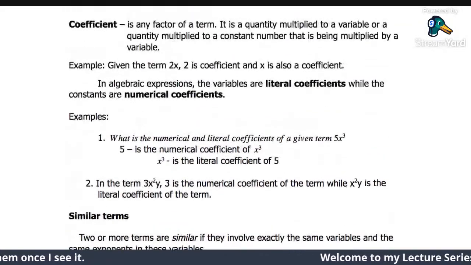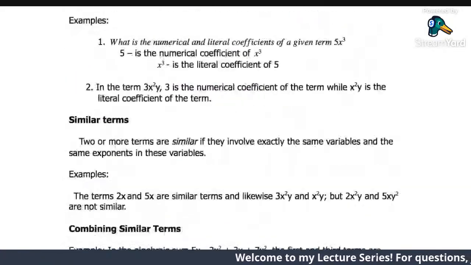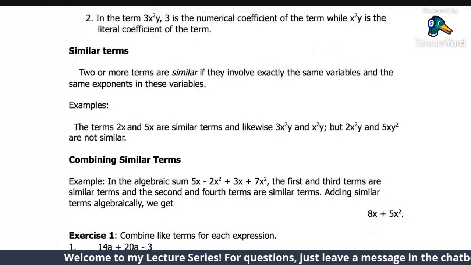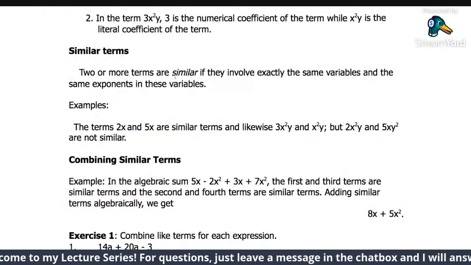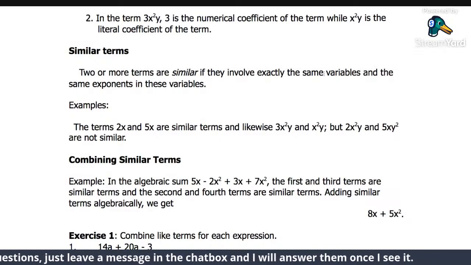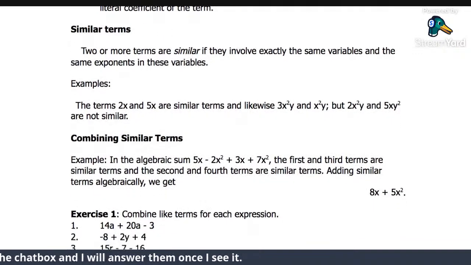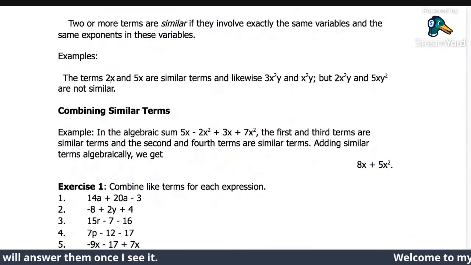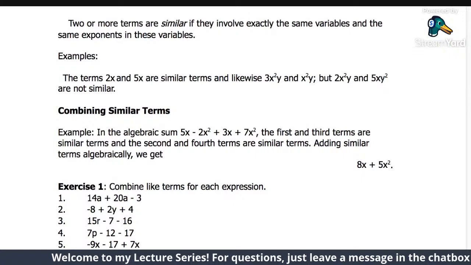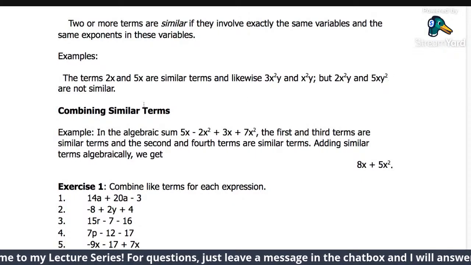So that's coefficient. Now we also have similar terms. Two or more terms are similar if they involve exactly the same variables and the same exponents in these variables. So the terms 2x and 5x are similar terms, and likewise 3x squared y and x squared y, but 2x squared y and 5x squared y squared are not similar.